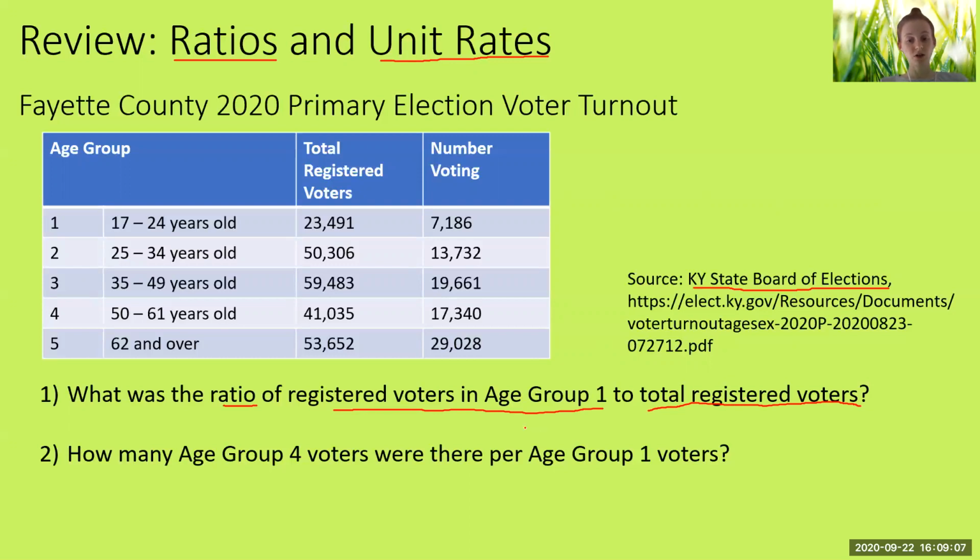So how many registered voters do we have in age group 1? Well, we have 23,491 registered voters in age group 1. And how many total registered voters do we have? Do we know? No, this doesn't actually tell us the overall total of all of the registered voters together. It tells us the total for each group, but it doesn't tell us the overall total of registered voters.